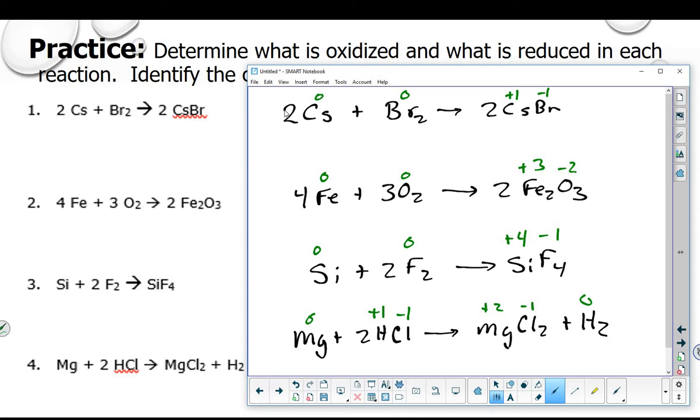Okay, so charges are the first thing you want to do. Remember, any element by itself is 0. Then look for anything that you know. Like bromine will be a -1, and cesium is always a +1. Oxygen is a -2, so I have a -6. So I need to make iron be a +6, so I put a 3 there because there's 2 of them. Fluorine's always a -1, so silicon has to be a +4. Hydrogen's always a +1, so chlorine here is a -1. Magnesium is always a +2, so each chlorine's a -1. So I've written down everything I know for sure.